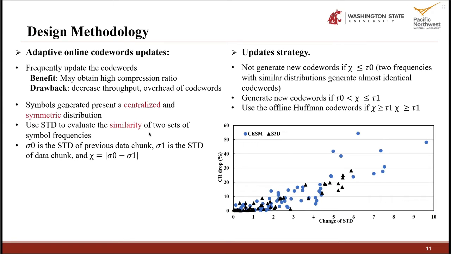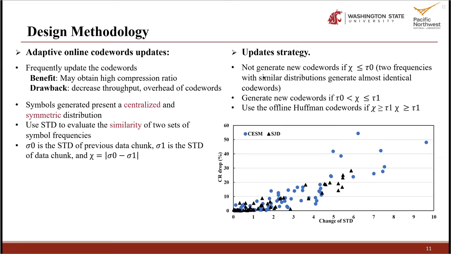Those good characteristics inspired us to evaluate the similarity of 2 sets of symbol frequencies using STD. Especially, assume sigma 0 is the STD obtained from the previous data chunk. Sigma 1 is the STD obtained from the current data chunk. C is equal to the absolute value of sigma 0 minus sigma 1. We defined a set of thresholds and follow the following strategy to update the codewords.